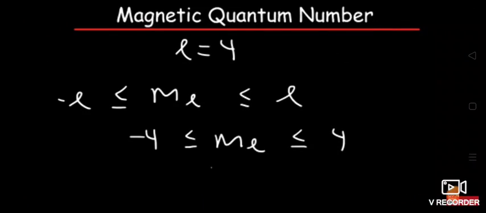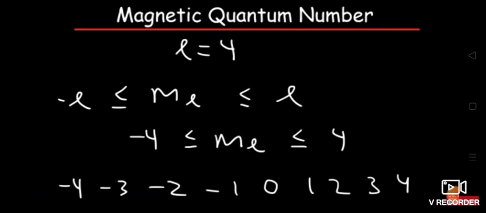If L is equal to 4, then what happens? How many ML values will there be? -L is less than or equal to ML, which is less than or equal to +L. So -4, -3, -2, -1, 0, 1, 2, 3, 4. It goes like this, the magnetic quantum number.